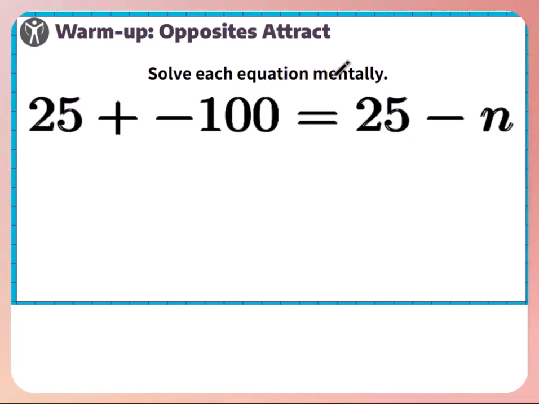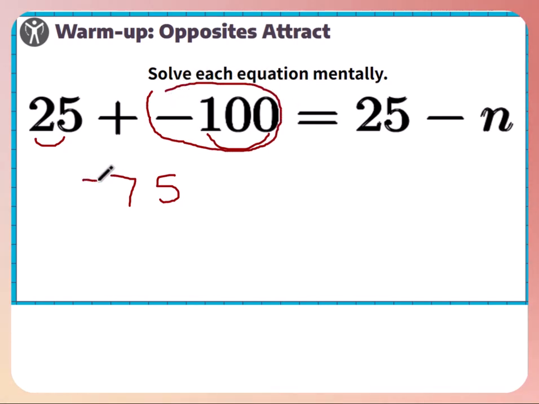All right, solve this equation mentally. You can take negative 100 and add 25 to it. We have a positive plus a negative. Opposite signs, we subtract. 100 minus 25 is 75, and the biggest absolute value is 100, and it goes with the negative, so our answer is going to be negative. We have more negatives than positives. Equal 25 minus n. So we simplified the left-hand side. We still have this 25 by the n. So let's subtract 25 from both sides.